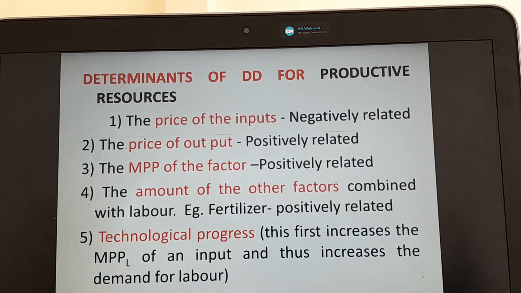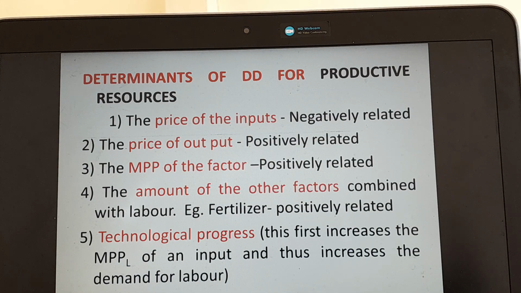Price means the price of the input itself. So these determinants are, one, the price of the input by itself. As the price of an input rises, the demand for the input falls; they are negatively related. The other is the price of output.